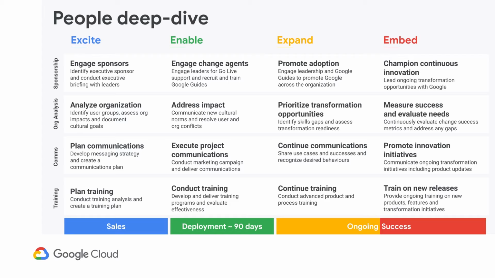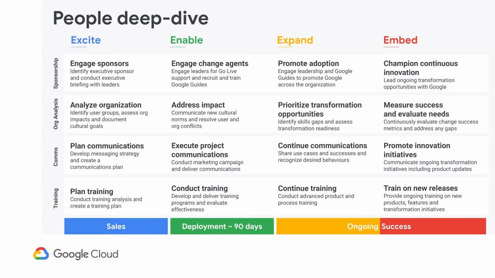And then very similarly, as you're moving through from excite to enable, now you're actually thinking about, okay, now I know who those target audiences are. I'm addressing the impact. How is this group going to be impacted versus others? For example, we usually find that finance would be one of those groups that are impacted a little bit differently than everyone else, as well as our executive admin assistants.